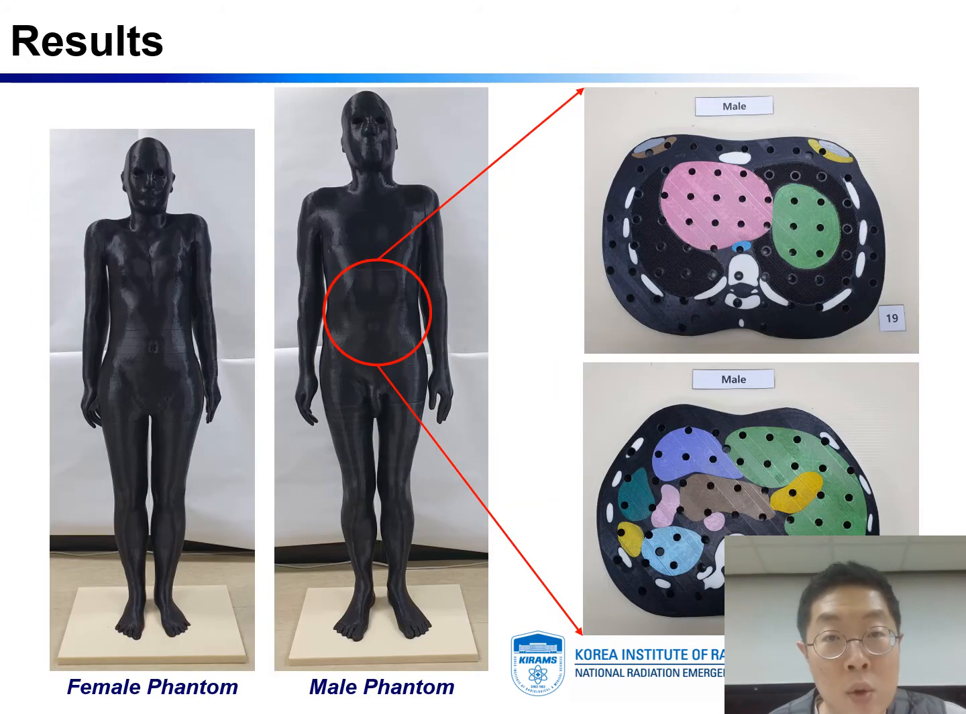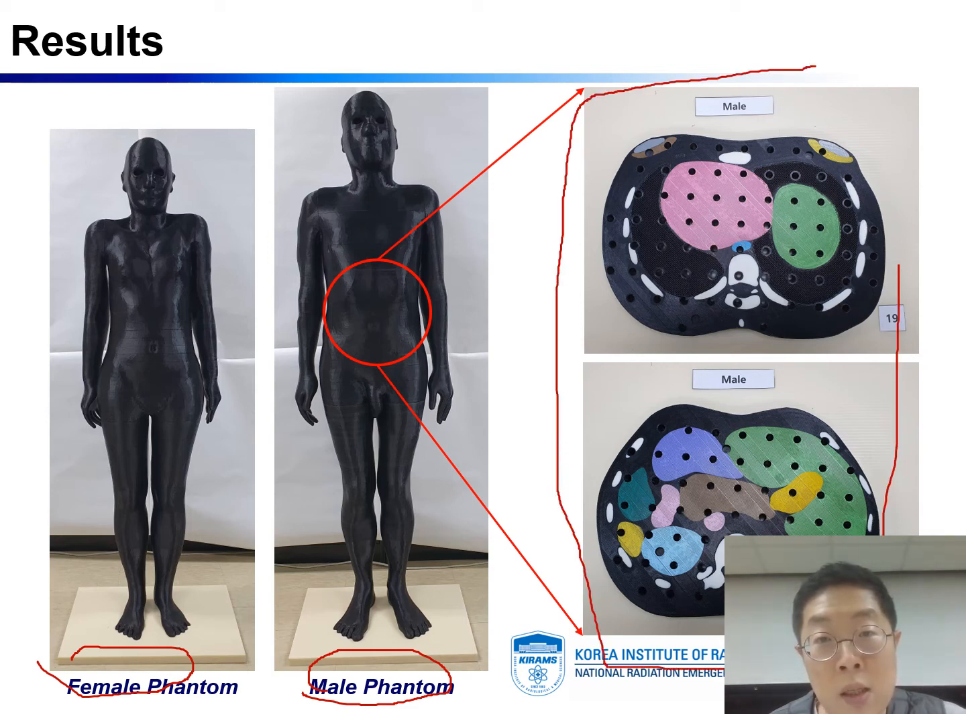This figure shows the developed physical phantoms in the present study. The left one is the female phantom, and the right one is the male phantom. The phantoms include arms and legs, and they can stand upright, as you can see. The figures on the right are examples of the slices. We can distinguish the tissues or organs by the color of the circuit screen.